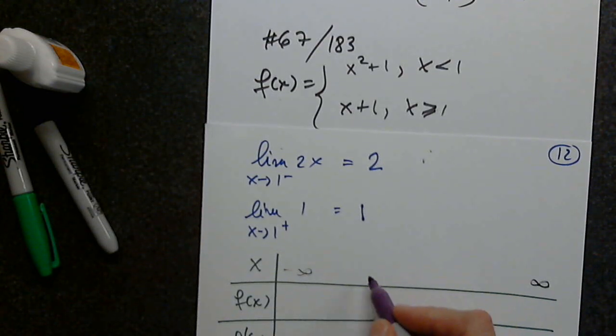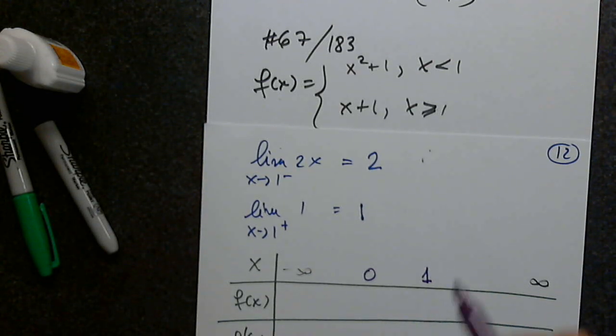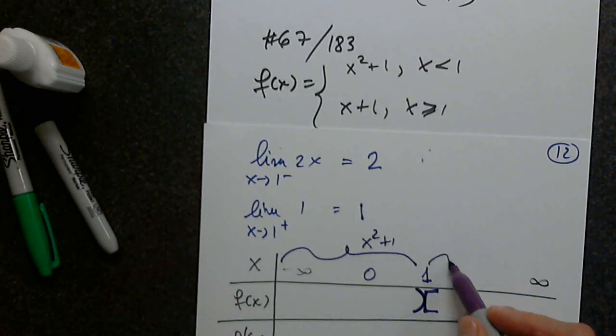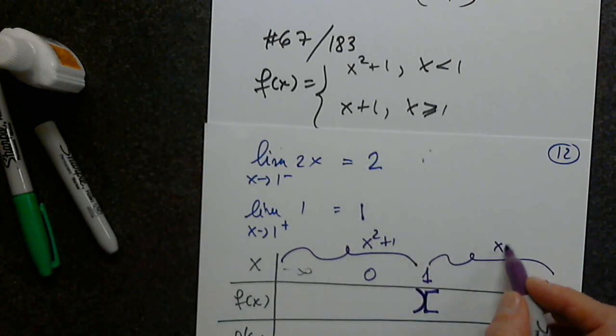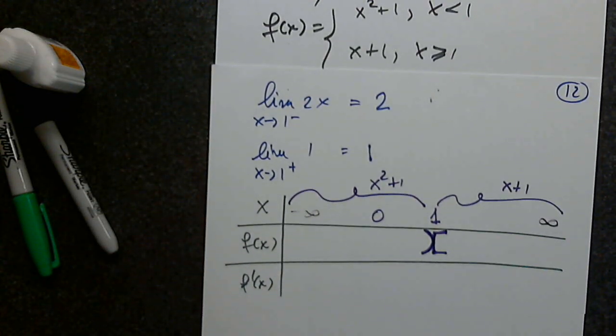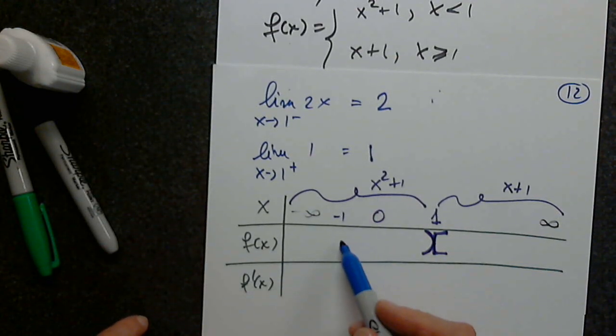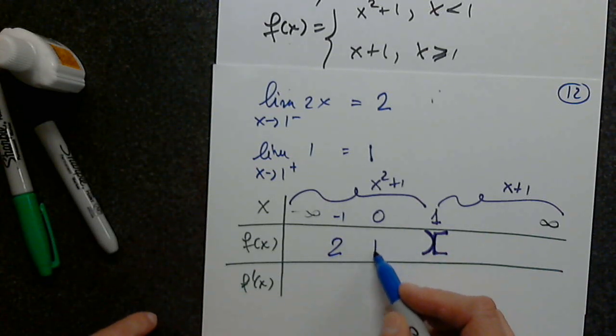1 indeed. Of course, 0 will always be in the table. To the left, I have a parenthesis. And to the right, I have a bracket. Between negative infinity and 1, I will have to use x squared plus 1. Of course, from 1 to infinity, I will have to use x plus 1. Since the left-hand side is what type of function? Very good. I'm going to use also negative 1, so please plug it in. Please plug in 0. Please plug in 1.